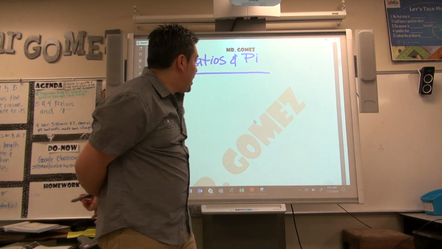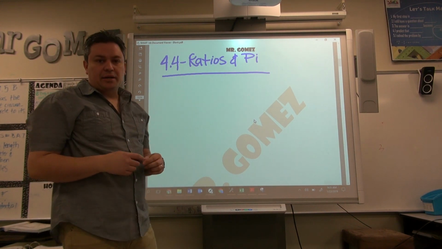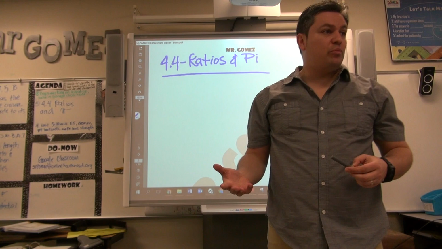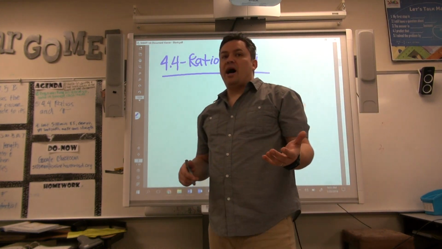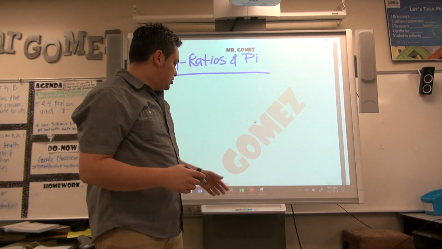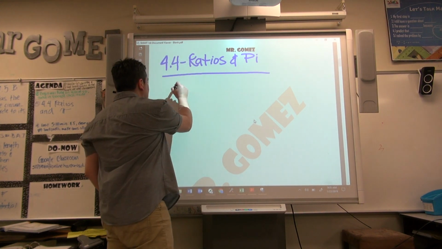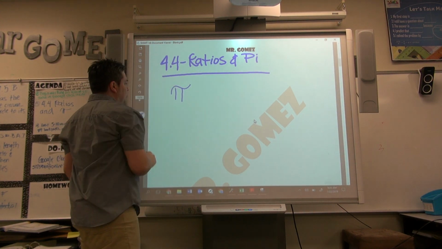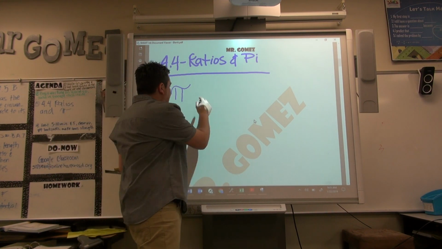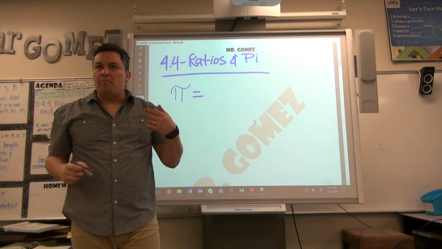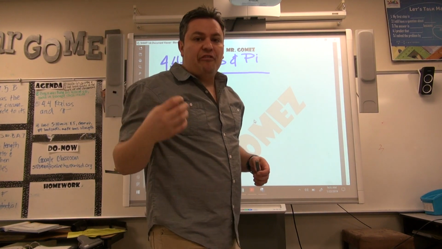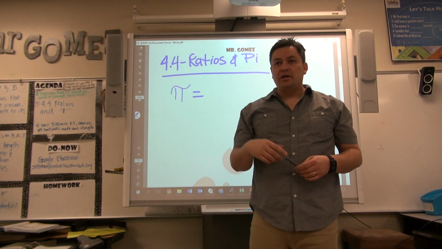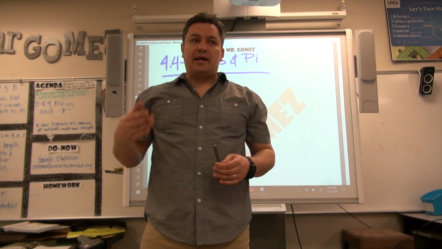Today we're going to talk about ratios and pi. Okay, so it's not the pie that you eat, it's actually a number that we use in math. Pi is a number and it's also written as a symbol, and the symbol is going to be this one right there. That's the symbol for pi, and that has a measure that is an infinite number. This is also an irrational number because the decimal points never end.